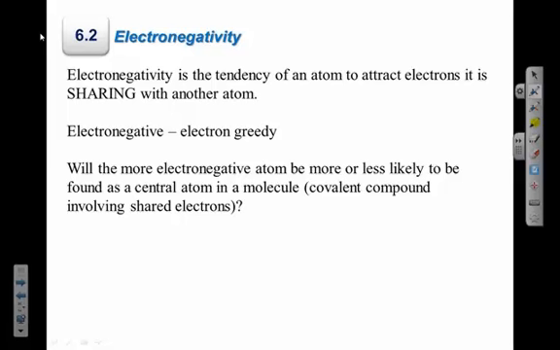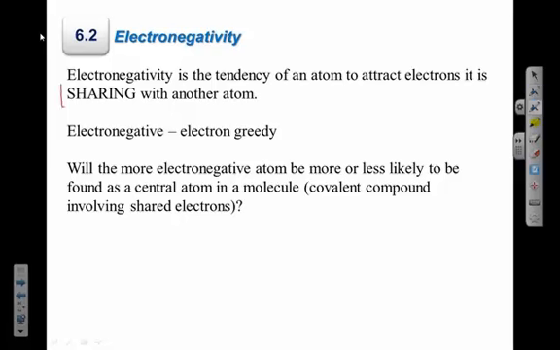Electronegativity is very similar, except electronegativity is the attraction an atom has for electrons that it's already sharing with another atom. So not necessarily attracting a free electron in, but attracting electrons it has shared with another atom.